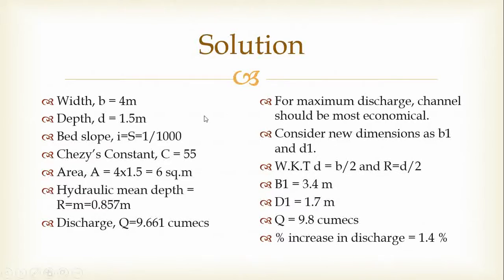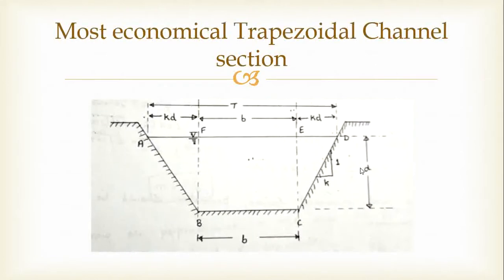This problem is related to the rectangular channel section. In this video, we will be discussing the trapezoidal channel section. Let's discuss the most economical trapezoidal channel section. This is the cross section of the channel which is trapezoidal in shape. B is the bottom width of the channel section and T is the top width of the channel section. You can just note down these markings.